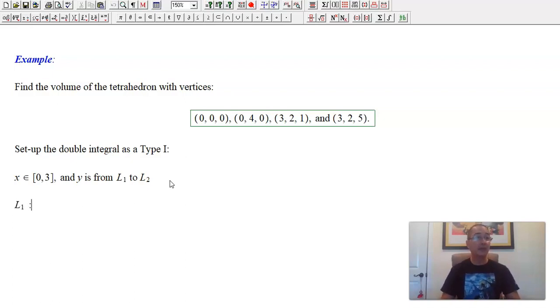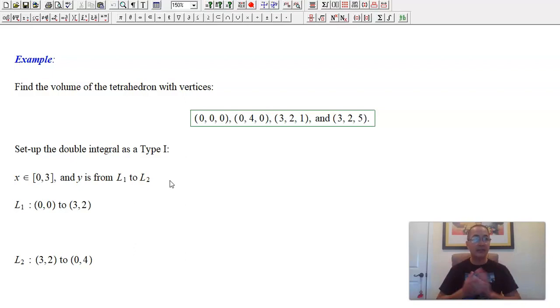So L1 connects (0, 0) to (3, 2). And L2 connects (3, 2) to (0, 4). So we need to find the equations of those 2 lines.